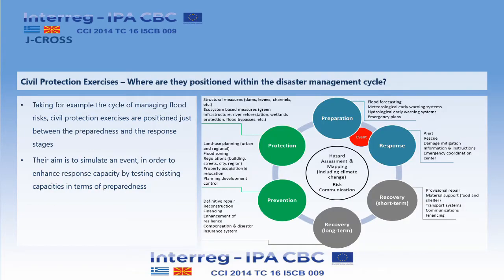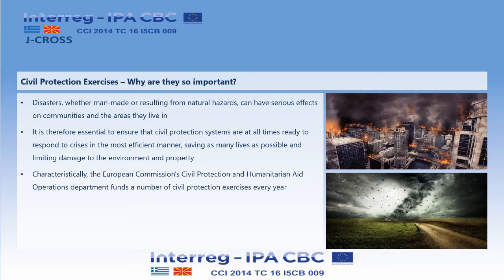Taking for example the cycle of managing flood risks, civil protection exercises are positioned just between the preparedness and the response stages. Their aim is to simulate an event, in order to enhance response capacity by testing existing capacities in terms of preparedness. Disasters, whether man-made or resulting from natural hazards, can have serious effects on communities and the areas they live in. It is therefore essential to ensure that civil protection systems are at all times ready to respond to crises in the most efficient manner, saving as many lives as possible and limiting damage to the environment and property. Characteristically, the European Commission's Civil Protection and Humanitarian Aid Operations Department funds a number of civil protection exercises every year.